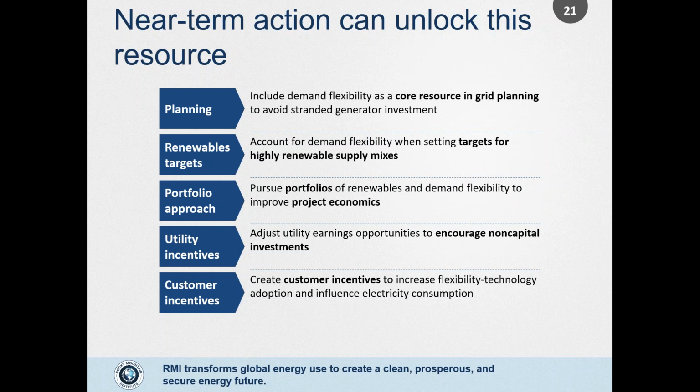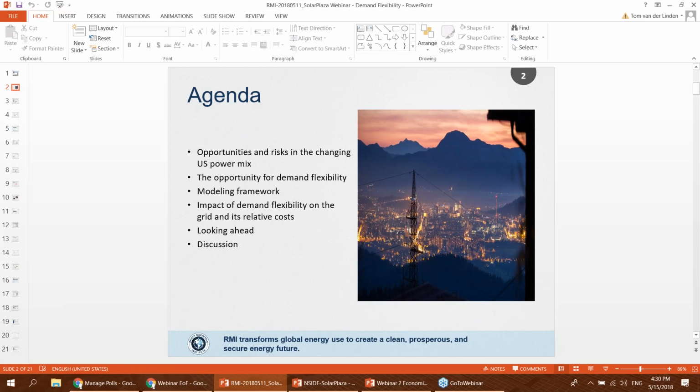And lastly, customers need incentives, and so this can come in the form of time-varying rate structures that improve the value proposition of buying these technologies or just participating in a utility program. There are also aggregator programs which basically can improve the relationship with the customer and how they are participating in these programs. And so that's it for me, and I will turn it back to Thomas.